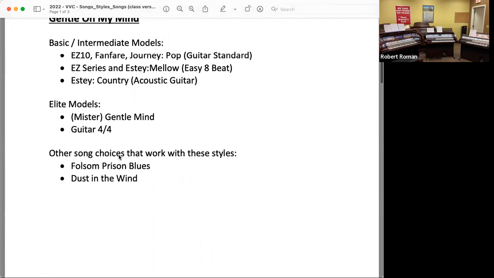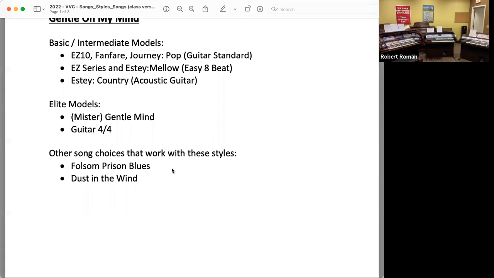But there's one little extra bonus here. And that is, a lot of times a style is designed for a song that you can use, but those styles work great with other songs, obviously. We've been doing this for years. So if you want to play a song like Folsom Prison Blues by Johnny Cash, that Gentle Mind style is perfect for it.